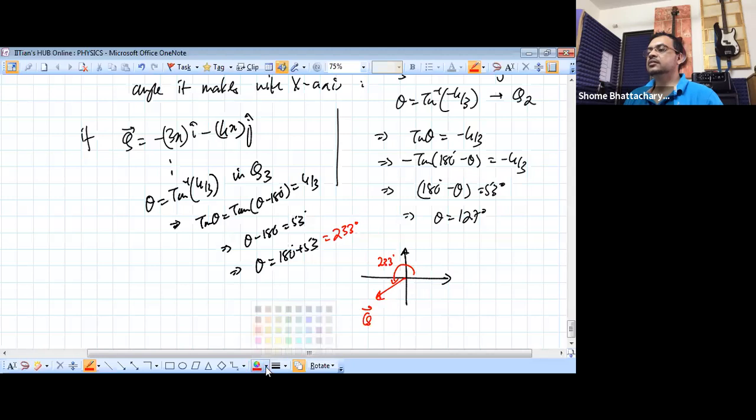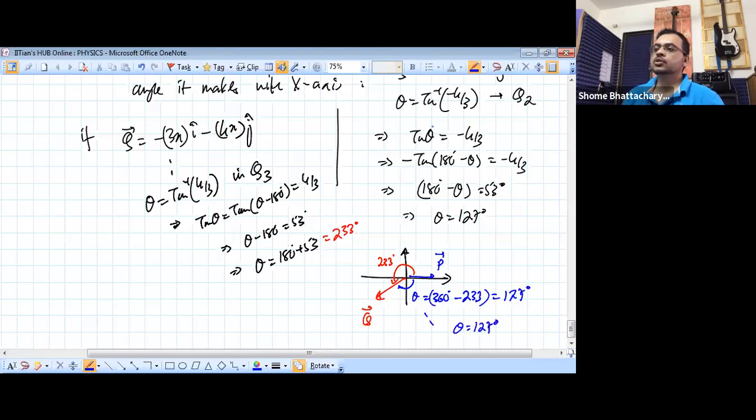Whereas the vector P goes along the x-axis. So what is this angle? This angle is 360 minus 233, which is 127. So our final answer will become the angle between P and Q is 127.